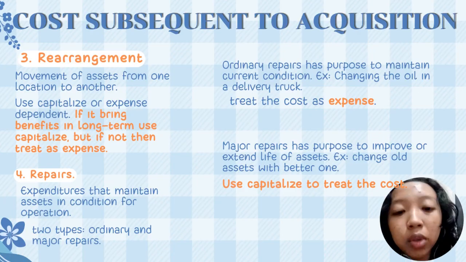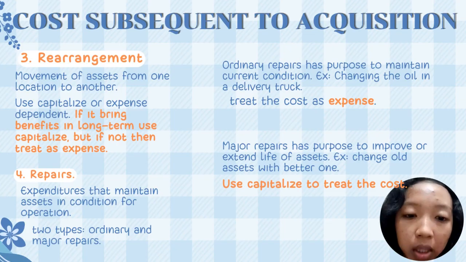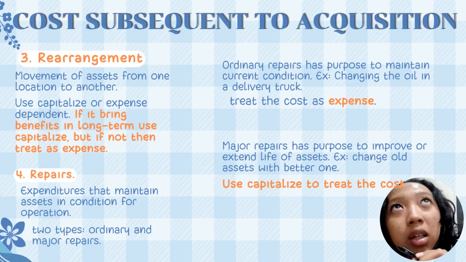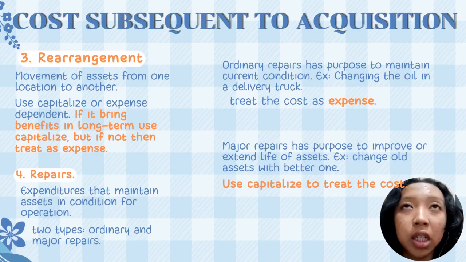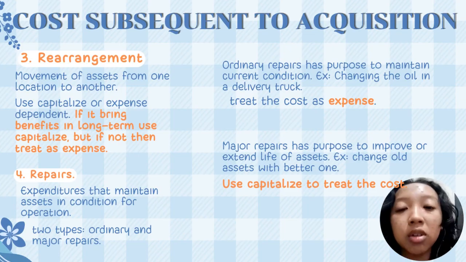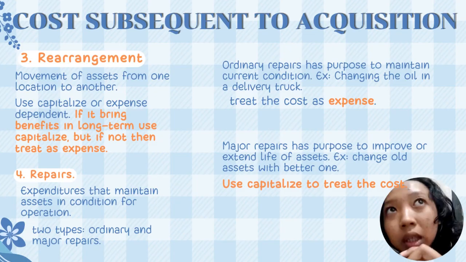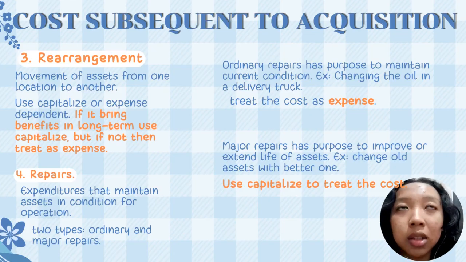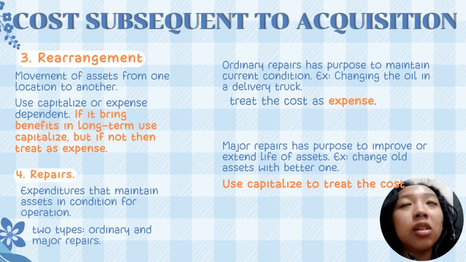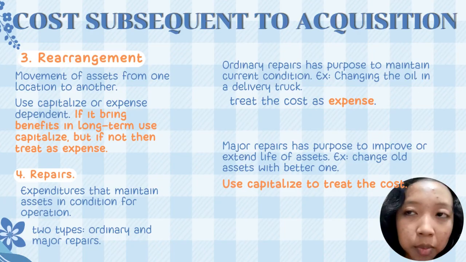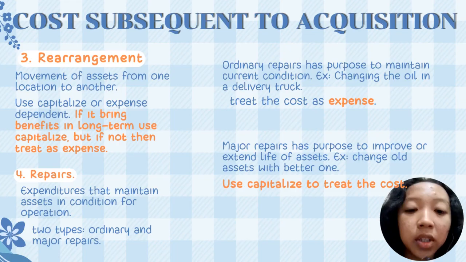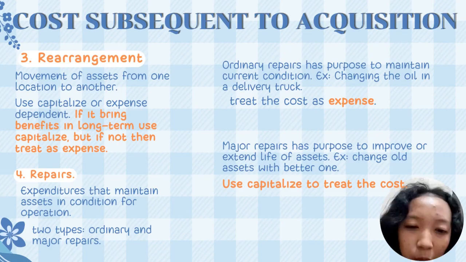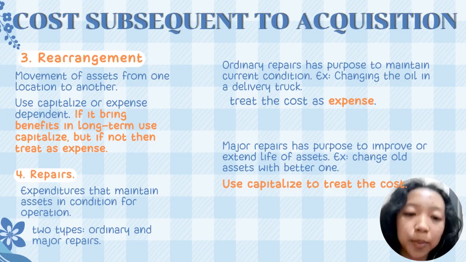So the difference between ordinary and major repair is, ordinary repair does not bring economic benefit to the company, meanwhile major repair brings economic benefit to the company. That's why they are treated differently, because ordinary repair does not bring any economic benefit to the company, so it is treated as expense, meanwhile major repair brings economic benefit. That's why it is treated with capitalization.